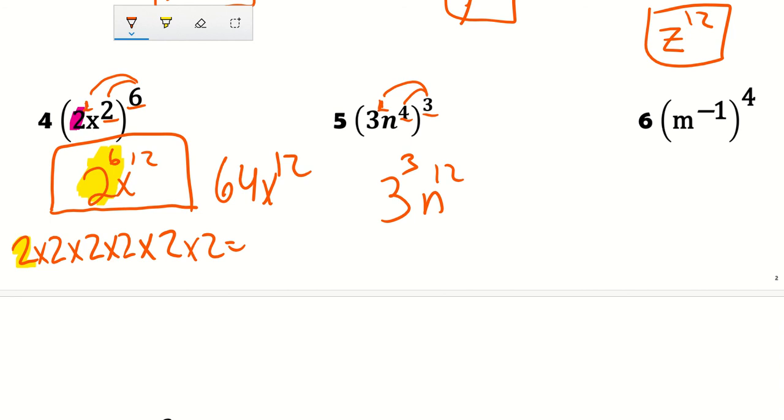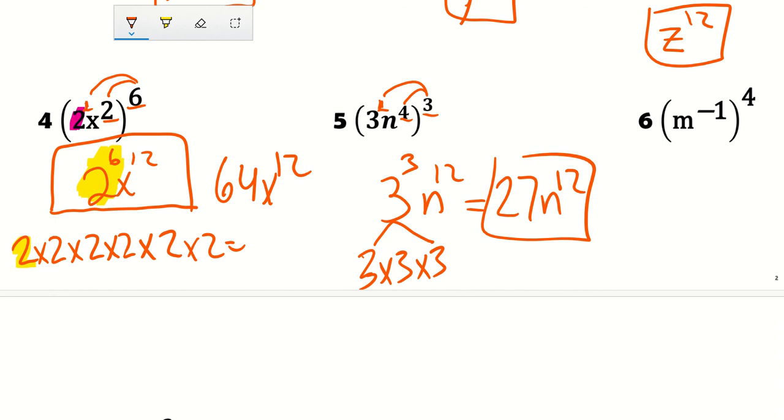Okay, so let's go ahead and work this one out. 3 times 3 is 9. Times 3 should be 27. So what I did here was I multiplied 3 with itself 3 times, right? That is what that means. So I'm going to have 3 times 3 is 9, times 3, 27, and then n to the 12th power.